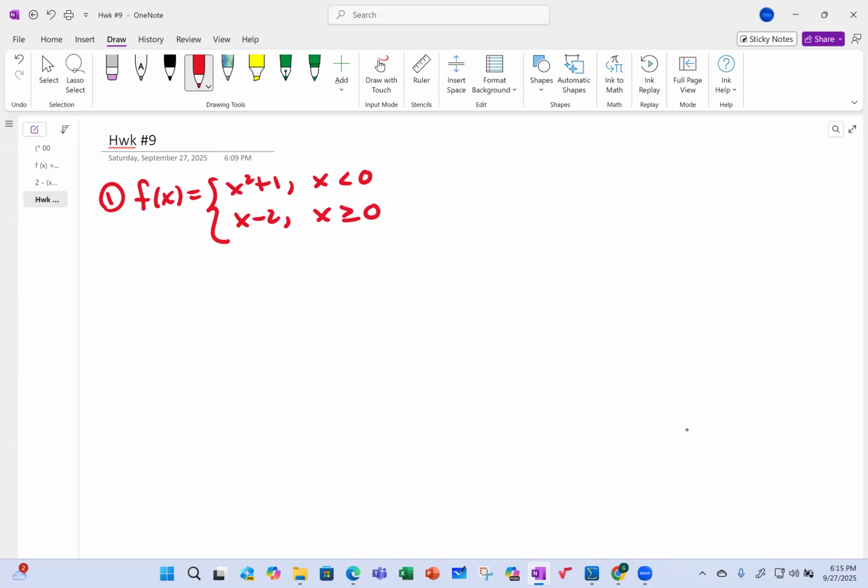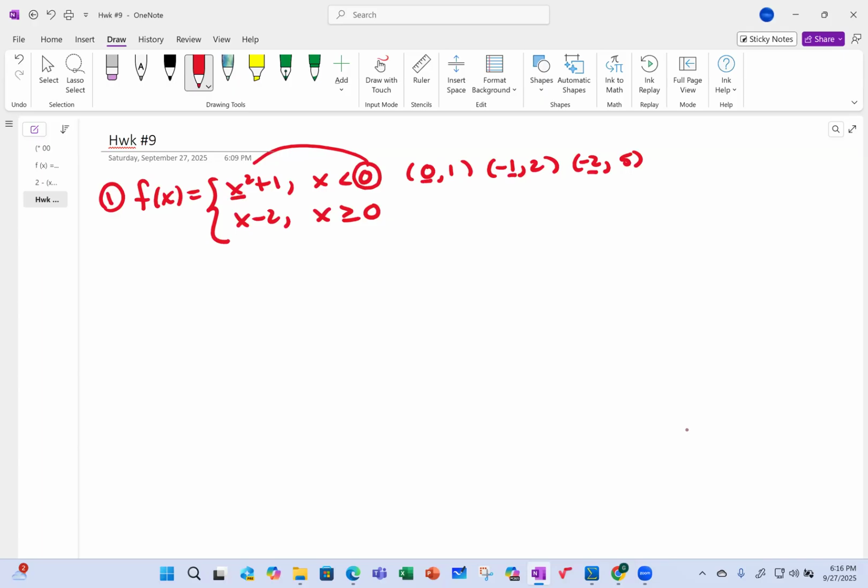All right, so we're going to start with this value. No matter what it is and whether it's equal to or not, we're going to put this in for x. And 0 squared is 0 plus 1 is 1. Another number less than 0 is negative 1. Squared is 1 plus 1 is 2. And then negative 2 squared is 4 plus 1 is 5.